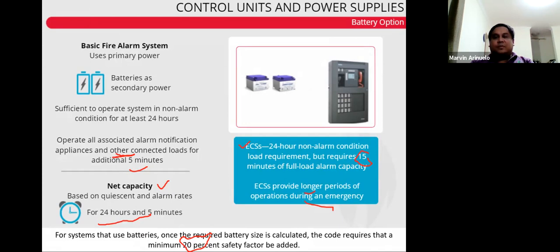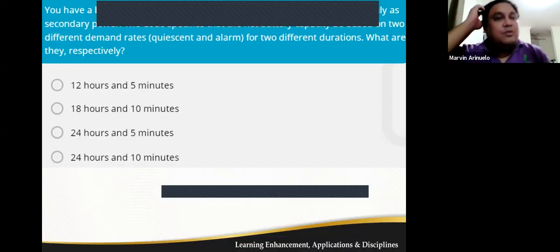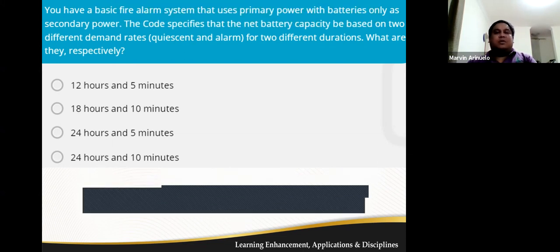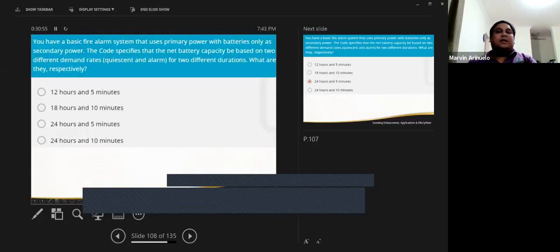Because the ECS, or emergency communication system, that is used for mass communication normally requires a minimum of 15 minutes of full load alarm capacity. So that's the requirement there. Okay. Now you have the basic fire alarm system that uses primary power with the battery only as secondary power. The code specifies that the net capacity be based on two demand rates, the quiescent and alarm, for two different situations. What are they? We discussed 24 hours and an extra 5 minutes, no, for other loads.